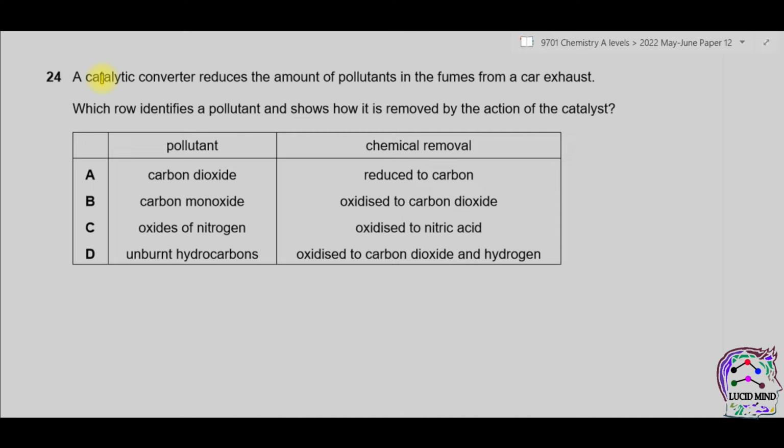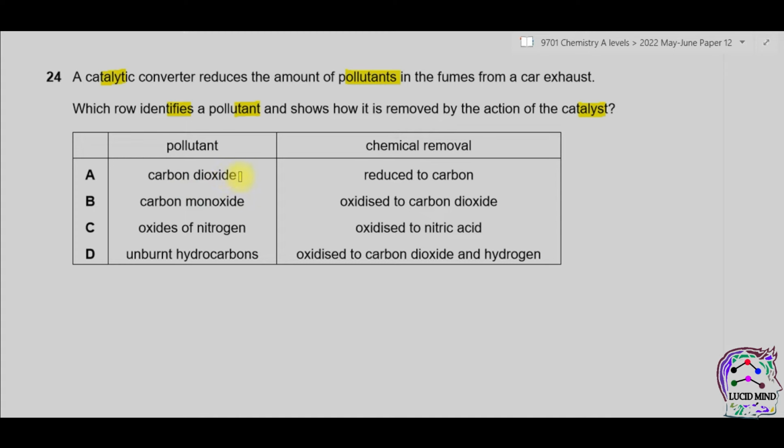Question 24. A catalytic converter reduces the amount of pollutants in the fumes of a car exhaust. Which row identifies a pollutant and shows how it is removed by the action of the catalyst? Now let's see first which one is a pollutant among these 4 that are given.